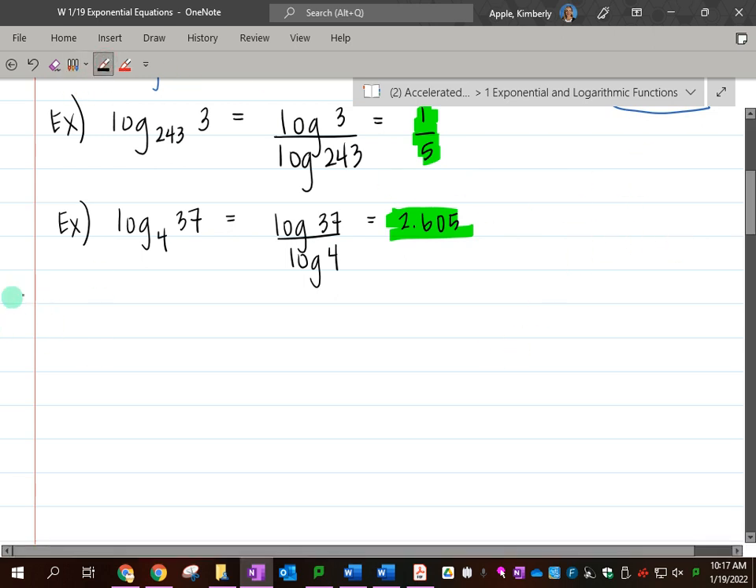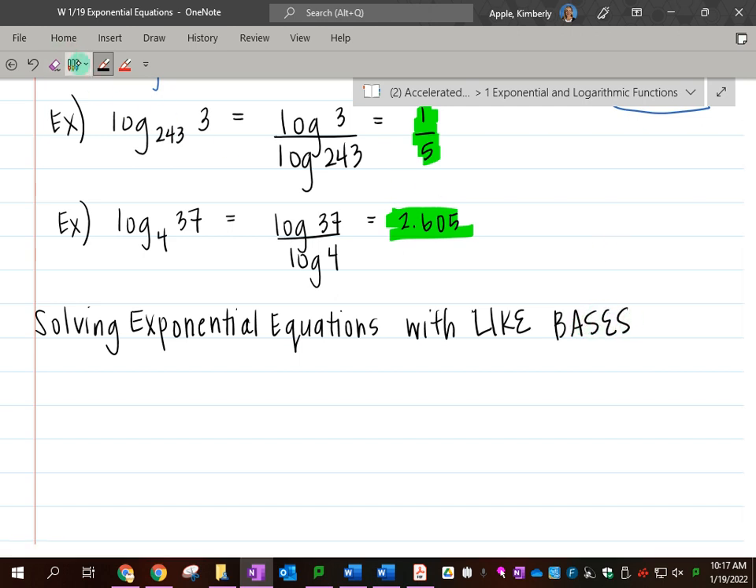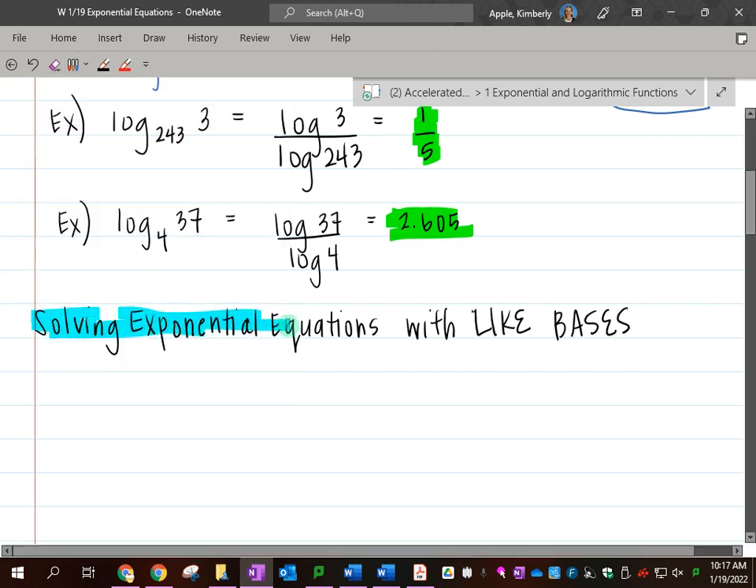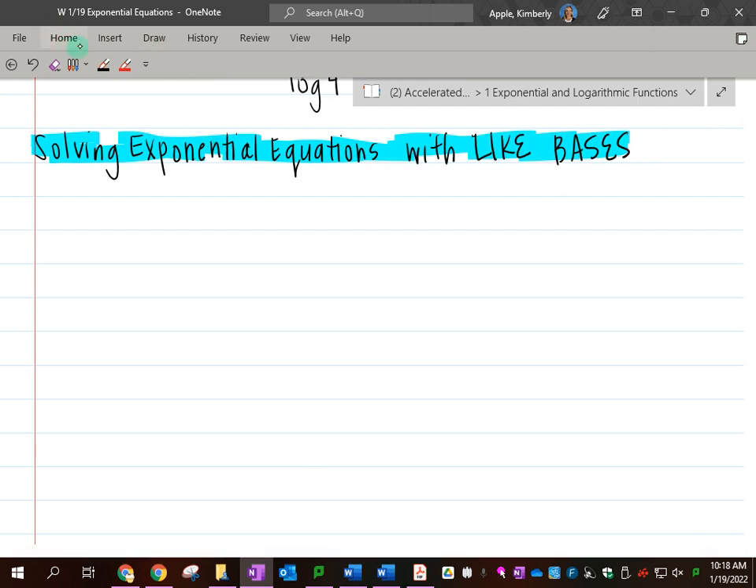Now we're going to go to another type of skill, and this is solving exponential equations with like bases. Just like with the logs, where we had 2 different methods to use, it's the same thing with the exponential equations. So solving exponential equations with like bases.